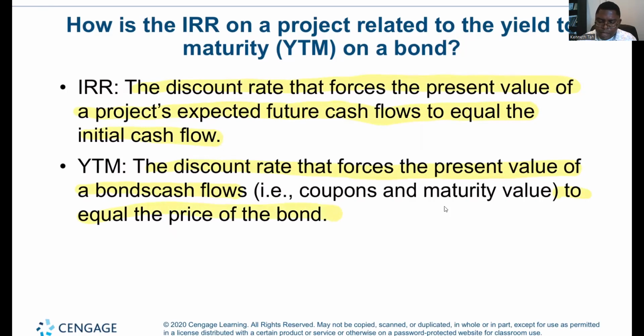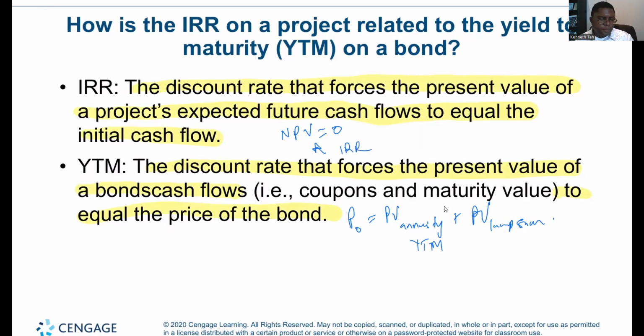So if we remember how we calculate bond price, we said it is the present value of an annuity plus the present value of a lump sum. So the rate we use in calculating this present value is yield to maturity. But for internal rate of return, NPV is equivalent to 0. The rate that we use is the internal rate of return.